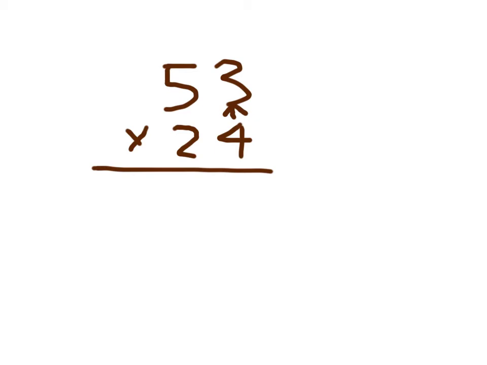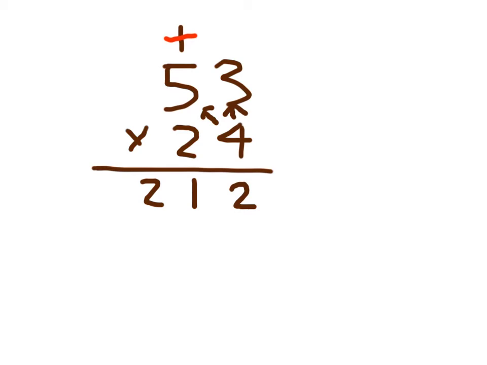4 times 3 is 12. 2, regroup a 1. 4 times 5, which is 20, plus 1, which is 21. We'll be really careful to line up our digits. Now our next step within this process is we're going to go ahead and cross out that regroup so we don't accidentally use it. So the answer to 53 times 4 is 212.